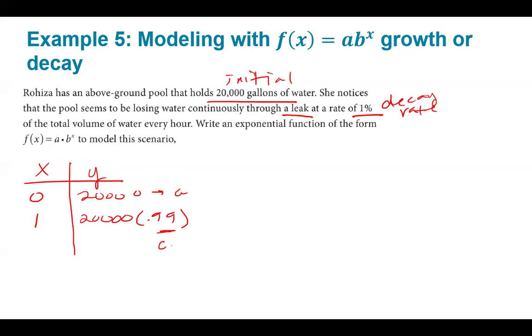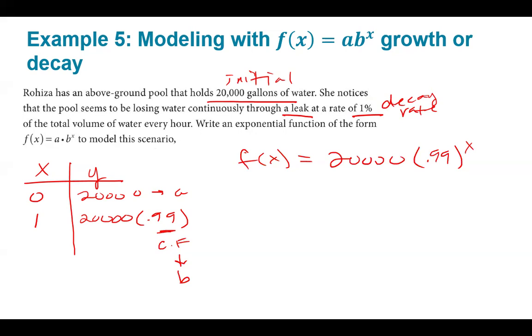And your change factor, that is your b. So you have everything you need to write your model. So our model would be f of x equals our initial, which is 20,000, times our change factor, 0.99 to the x. So this would be our model.